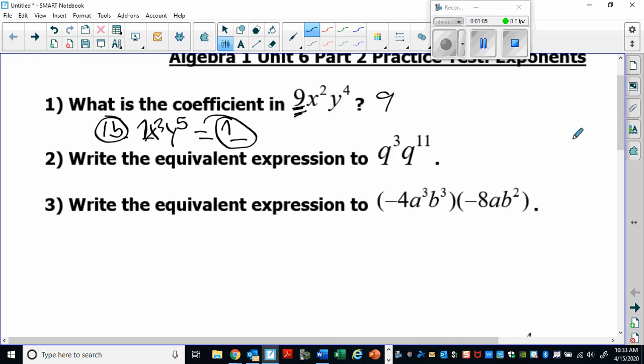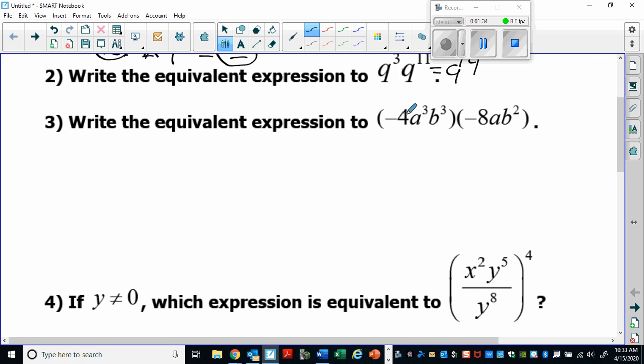All right, what is the equivalent expression to q to the third power multiplied by q to the 11th power? Here we are going to just simply multiply. Remember, when variables are multiplied by a like or the exact same variable, you're just going to add the exponents. So we have q to the third power times q to the 11th power. That's going to equal q to the 14th power. 3 plus 11 is 14.